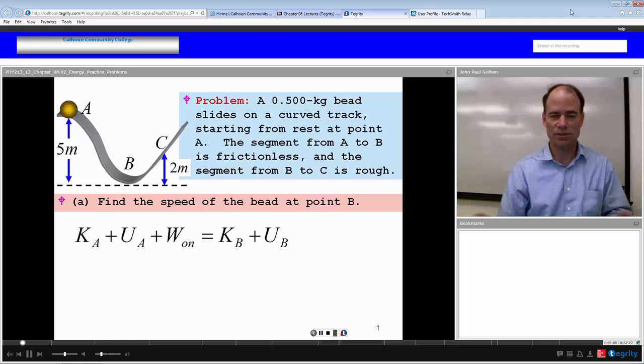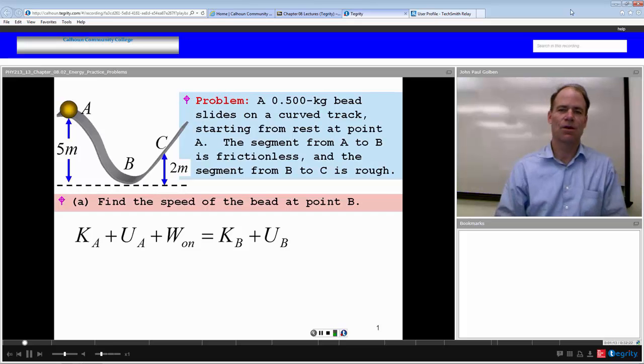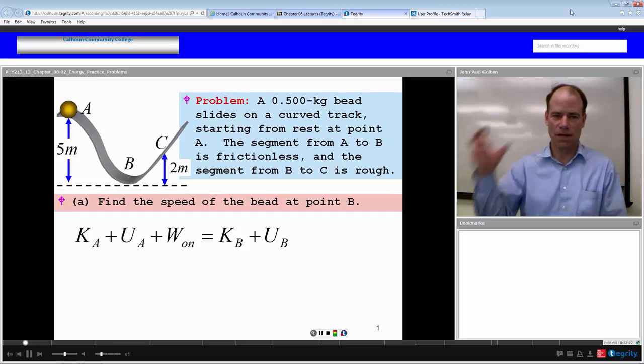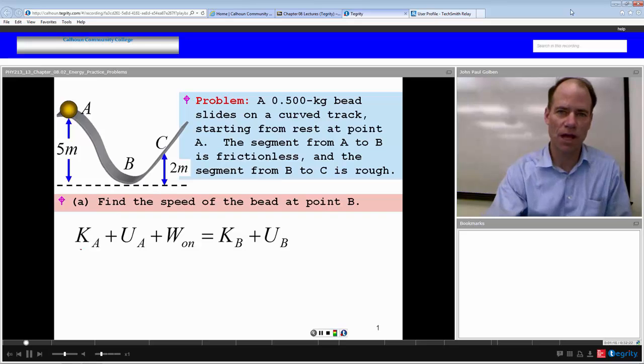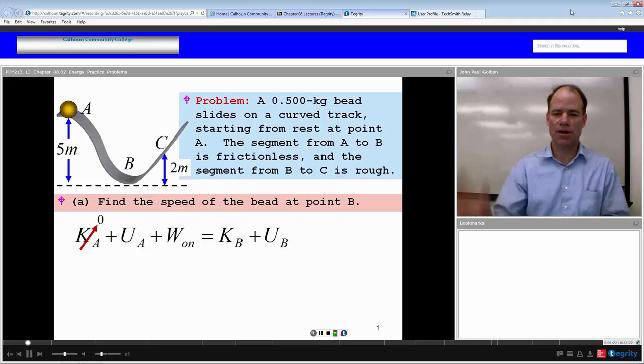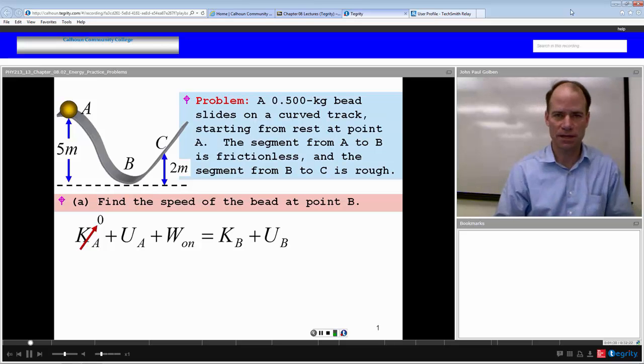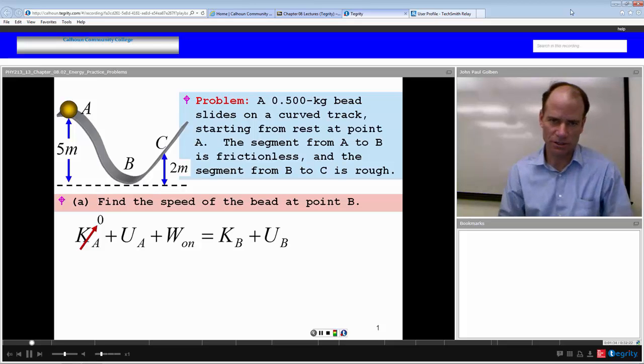Your next question, once you write this down, is which, if any, of these terms might actually be 0. Well, we're going to start from rest at point A, so we have no velocity at point A, so our kinetic energy at point A is 0. We're going to go down to point B. We will be moving at point B, so we will have kinetic energy at point B, but we'll define that lower height at point B as being a 0 height, so we'll have no gravitational potential energy at point B.